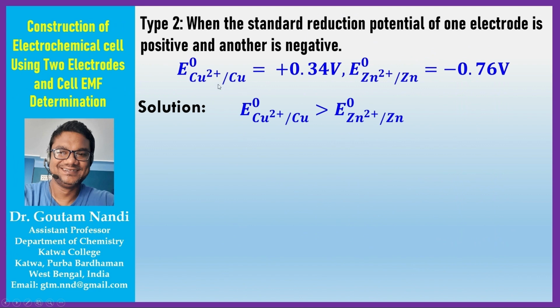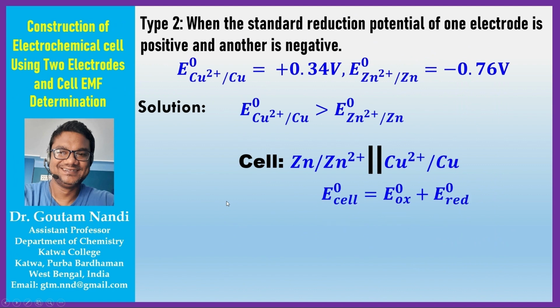This electrode will be placed at the right hand side. Cu2 plus Cu will be at the right hand side, and this electrode will be placed at the left hand side, but our general method to represent the cell is first metal, then metal ion. So it will be zinc, Zn2 plus, then Cu2 plus, copper. So let's try to calculate the E0 cell value.